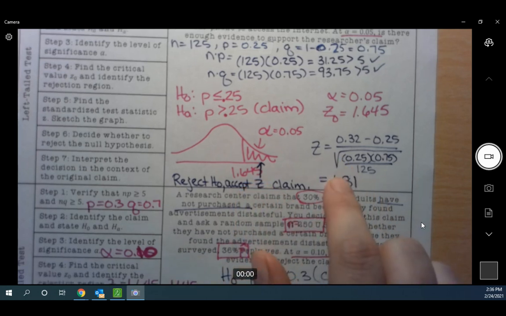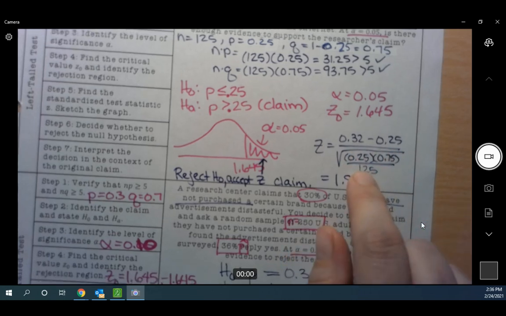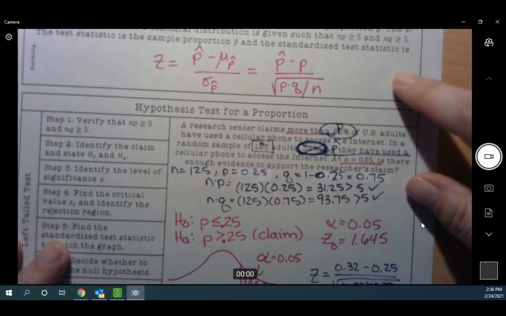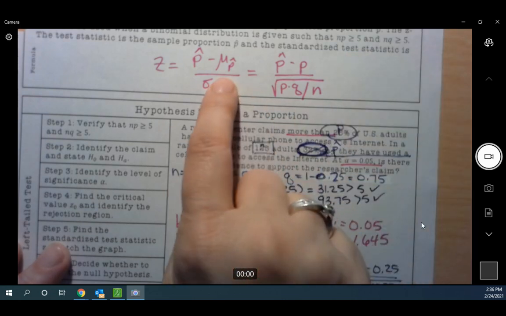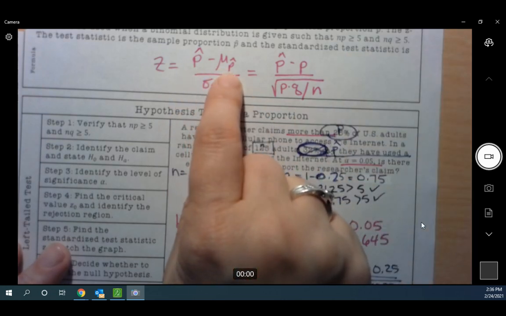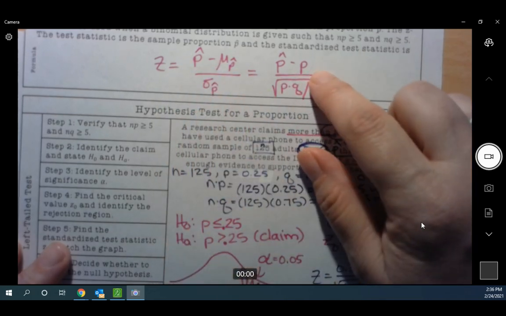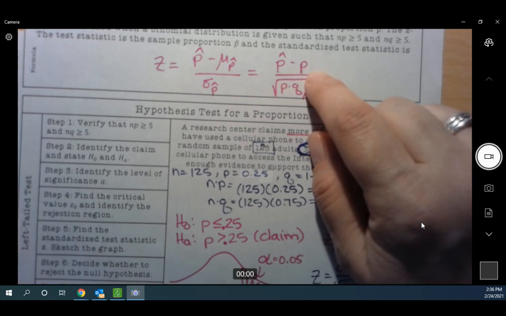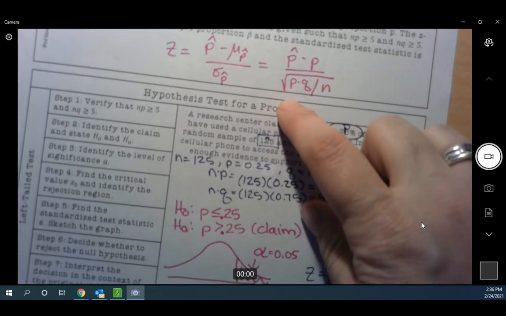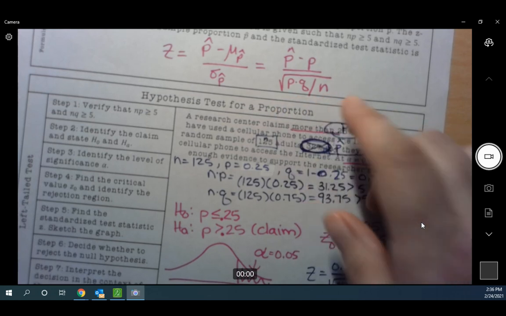Then we would use the same formula we've been doing, x bar minus mean over standard deviation. And then here's where things get a little different. You do p hat minus p, or it could be written as p hat minus the mu of p hat. You don't see this very often, but they mean the same thing. So p hat minus p. The p hat is the sample's percentage. The p without a hat on it is the population percentage. Then over the square root of the population percentage times the population complement divided by n.